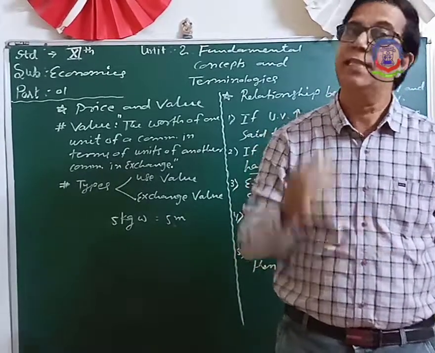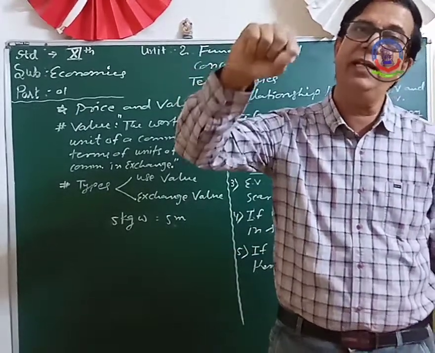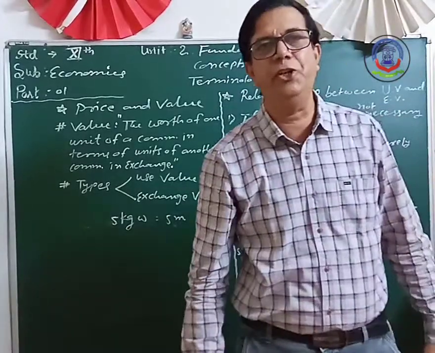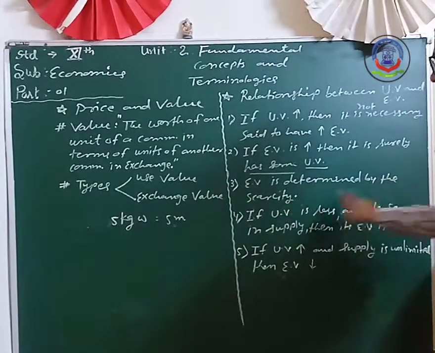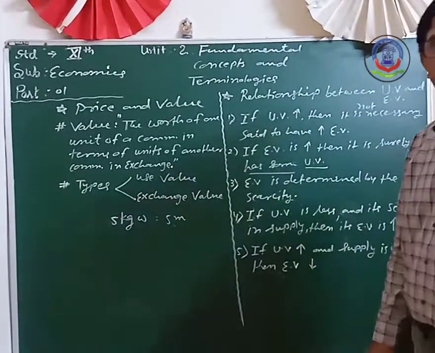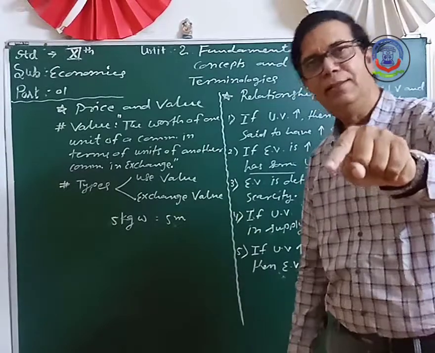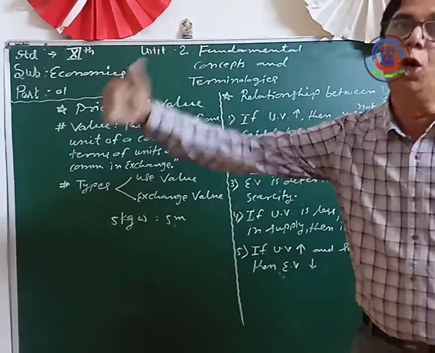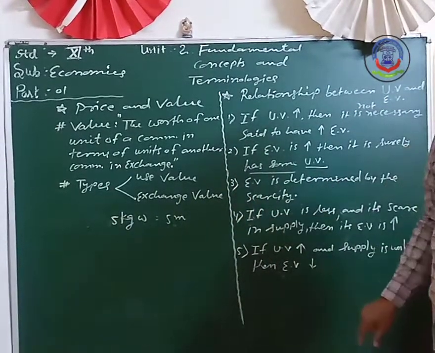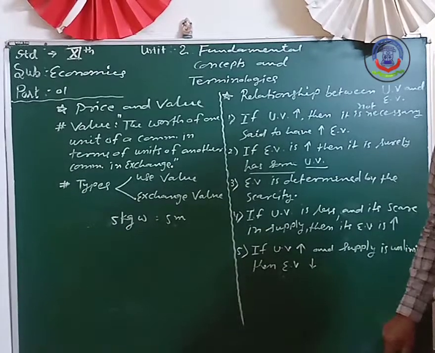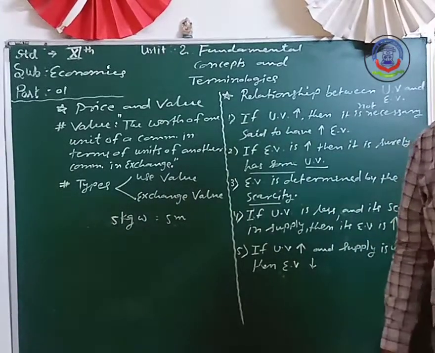Once again, scarcity means what? When the demand of a commodity is high and its supply is less, this situation is known as scarcity. So here, exchange value is determined by scarcity. Now see both examples. One side sunlight and air, other side gold and diamond. See here, exchange value of gold and diamond is very high because there is a scarcity of diamond and gold.